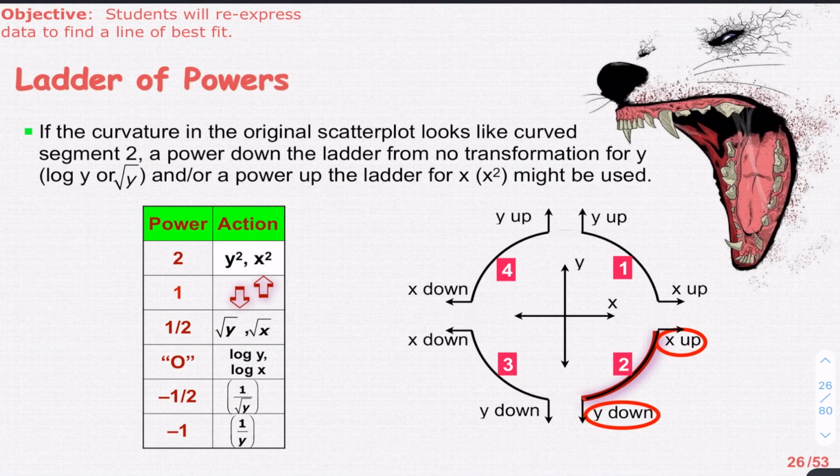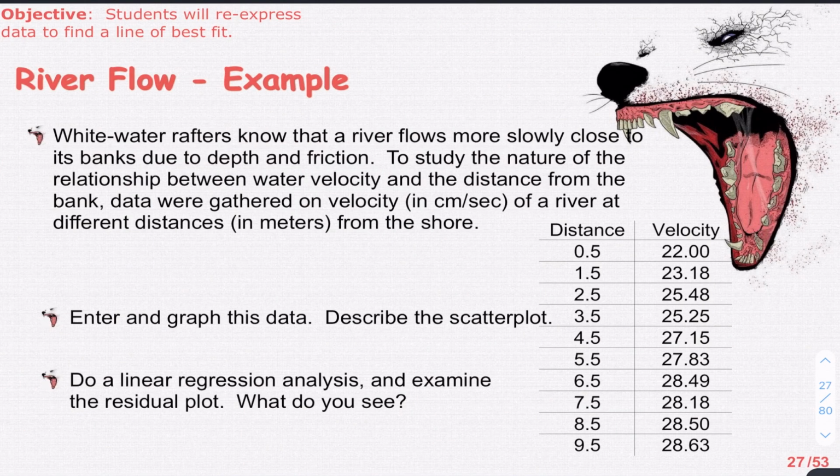If our curve looks like a number 2, where it's kind of the right side of a quadratic, or maybe it's exponential growth, maybe you want to try to square the x's, keep the y's the same, or maybe we want to square root the y's. Or we could go down further if we need to, and maybe we can take the log of the expression. So if the curvature in the original scatterplot looks like curve segment 2, I'll power down the ladder for no transformation for y, and/or power up the ladder, x squared might be used.